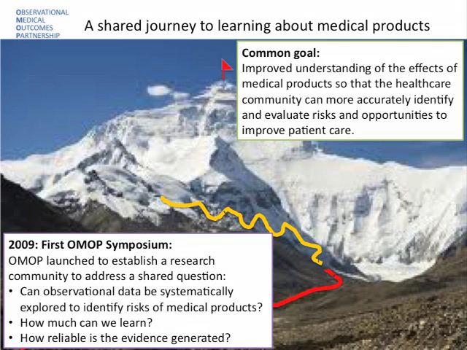So the first symposium that we held in 2009, it's kind of remarkable, it doesn't seem that long ago, but we really just said, gee, we're getting started as another player with all of you in trying to tackle this problem. And we had some simple questions to start out with. Can observational data be systematically explored to identify risks of medical products? How much can we learn in a finite amount of time, and how reliable might the evidence be that can be generated from these observational data? I think that question's maybe a little less in question today, but the evidence behind it is still not strong.